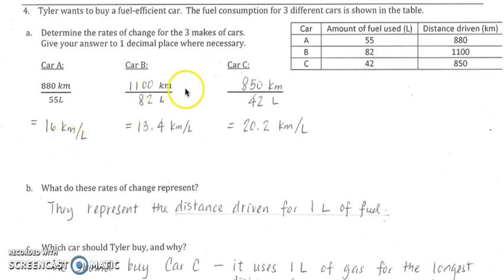Car B, you take 1,100 kilometers divided by 82 liters, works out to about 13.4 kilometers per liter. And car C, 850 kilometers divided by 42 liters, works out to 20.2 kilometers per liter. What do these rates of change represent? They all represent the distance driven for 1 liter of fuel used.